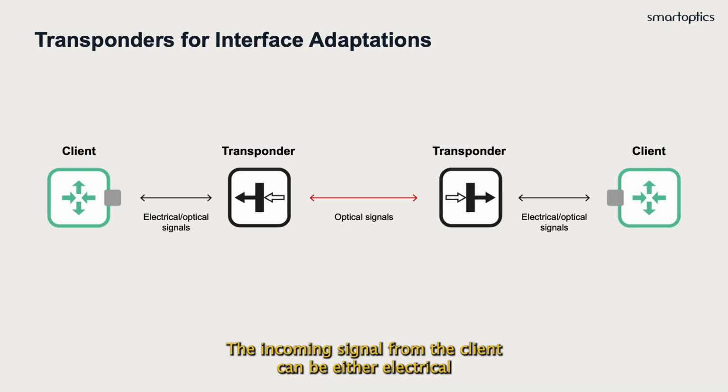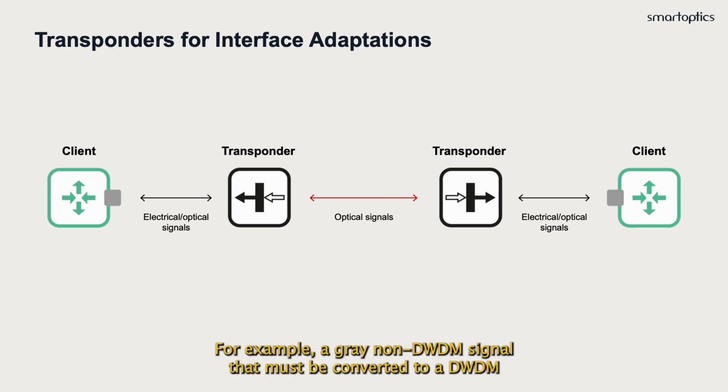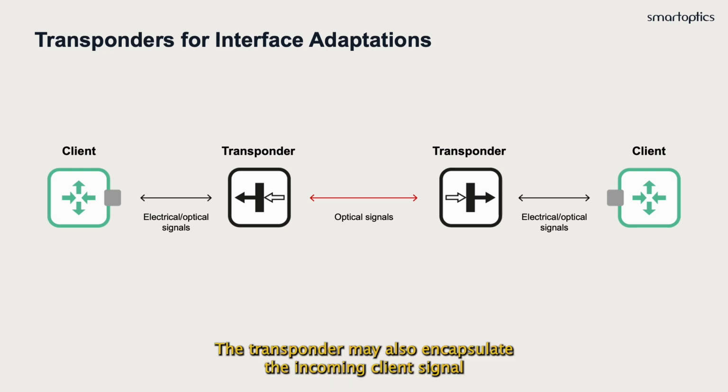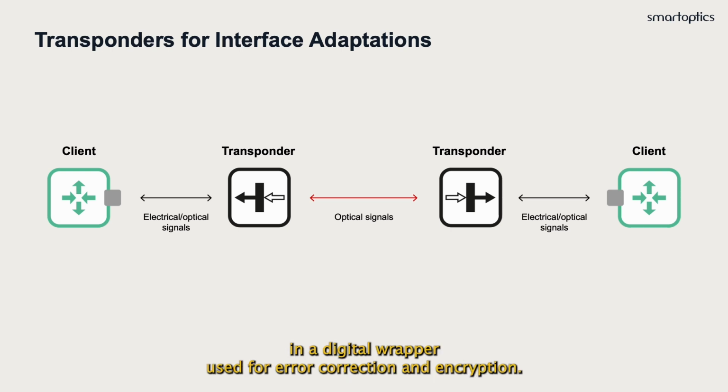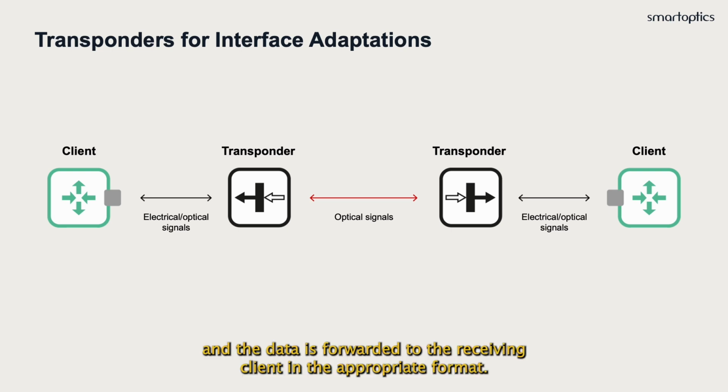The incoming signal from the client can be either electrical or optical. For example, a gray non-DWDM signal that must be converted to a DWDM wavelength. The transponder may also encapsulate the incoming client signal in a digital wrapper used for error correction and encryption. At the other end of the link, the wrapper is removed, and the data is forwarded to the receiving client in the appropriate format.